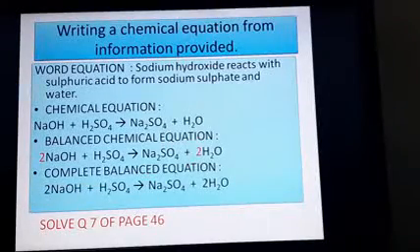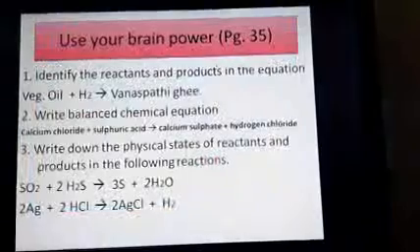So if you have understood this, on page 46 of your textbook there's question number 7 of this type to balance. So please try to balance it on your own. At the end of the lesson, the answers to the question banks will be given. You can then check your answer.